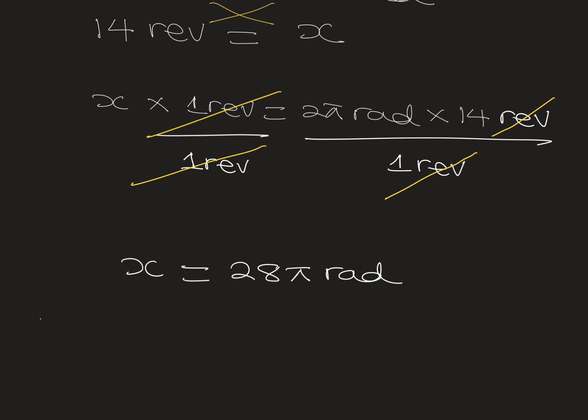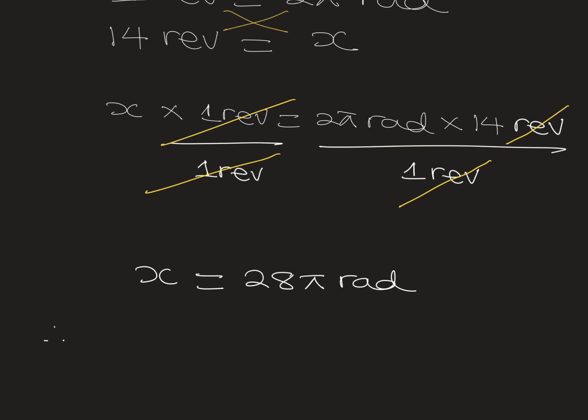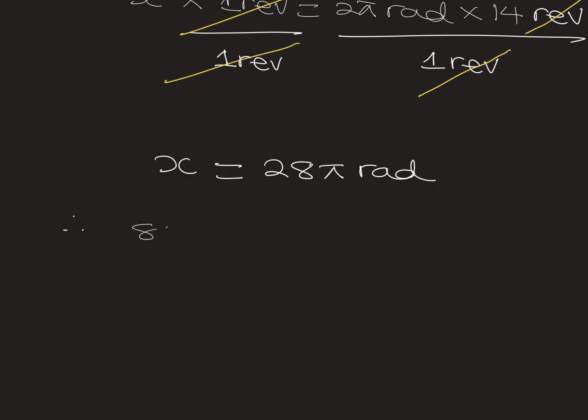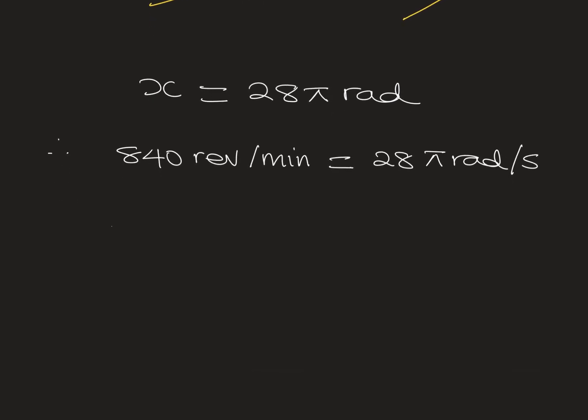So therefore we can say that 840 revolutions per minute is equal to 28 pi radians per second, and this is what we want. So our angular velocity is 28 pi radians per second. Now we can move on to answer our question.